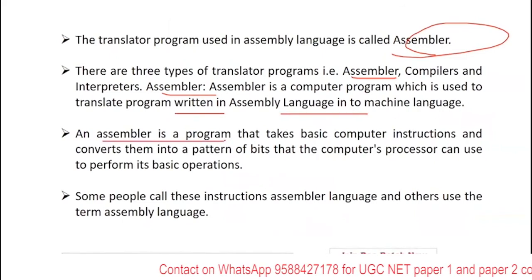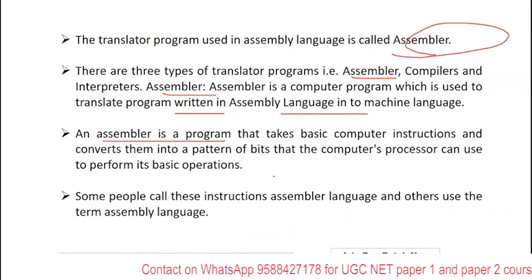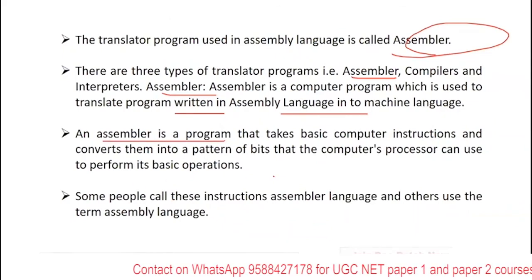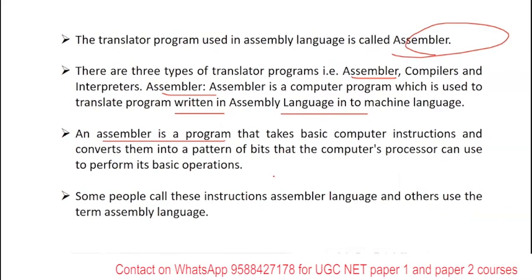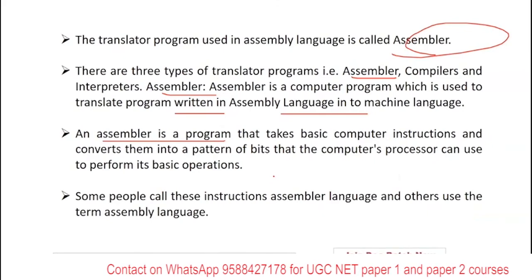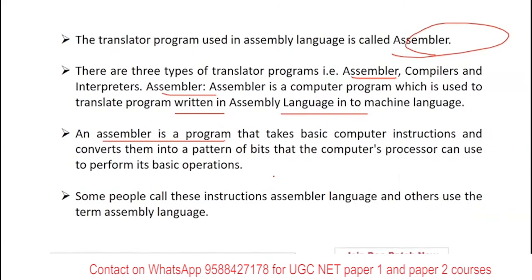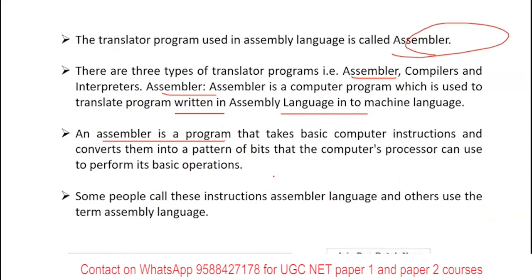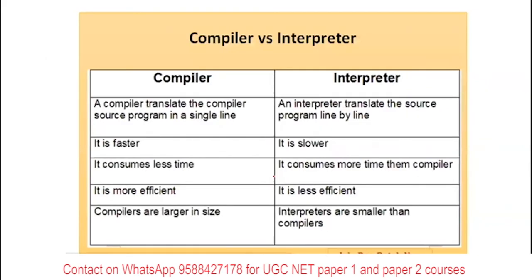So an assembler is a program that takes basic computer instructions and converts them into the pattern of bits that the computer can process with the help of the basic operation. Some people call these instructions assembler language, and they use the term assembly language. So basically, assembly language is nothing but the instructions which are converted into bits. At the same time, we will also see compiler and interpreter.